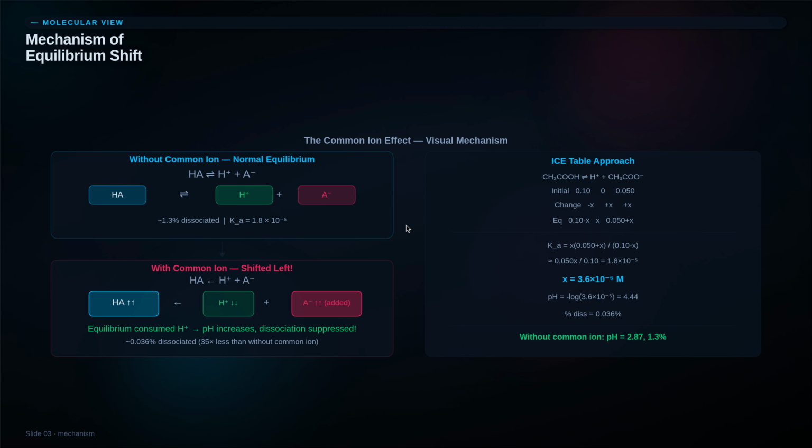According to the law of mass action, the reaction quotient Qc becomes larger than Ka. The system must consume acetate and H+ to restore equilibrium. The reaction proceeds until Qc equals Ka again. The net result is a much lower H3O+ concentration and an even smaller percentage of dissociation. With enough acetate added, the dissociation can be suppressed to less than 0.01%. This is the common ion effect in action. We have effectively pushed the equilibrium toward the undissociated form.